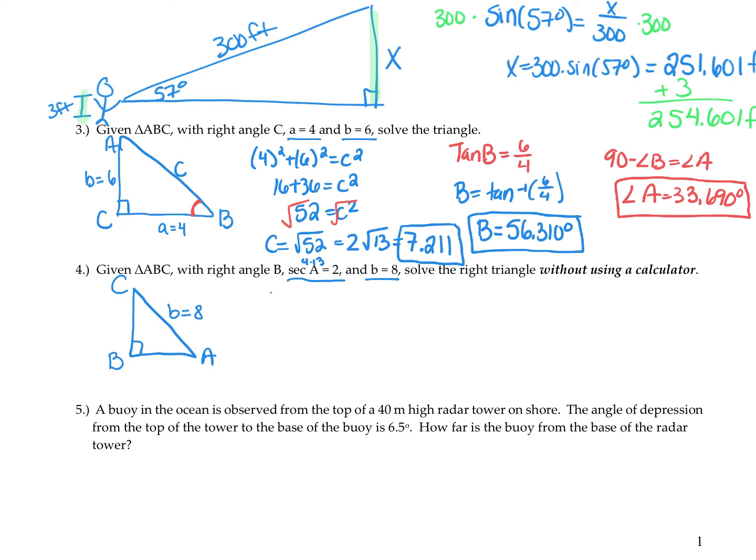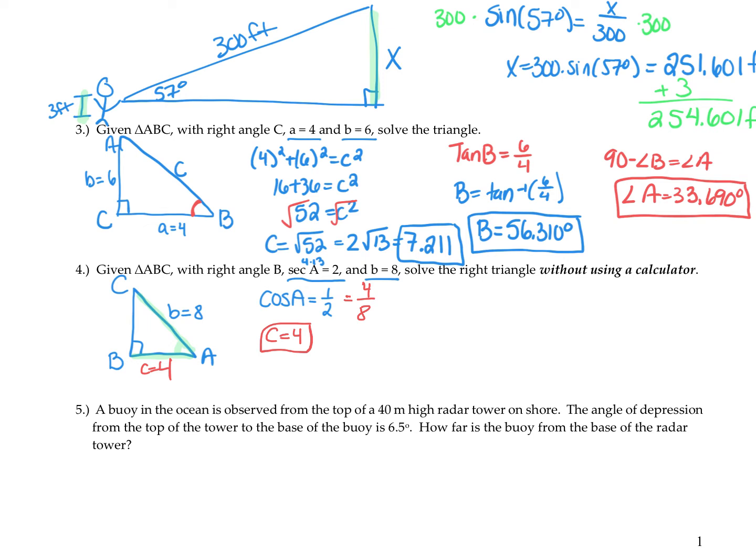And so if they're telling me that the secant of A is 2, that means the cosine of A would be 1/2. So the cosine of A, so if this is angle A, the cosine would be my adjacent over my hypotenuse. Well, if my hypotenuse is 8, that means my adjacent would have to be 4 for the cosine to be 1/2. So I know that this side is 4. So I know that this would be side little c. Little c is 4.